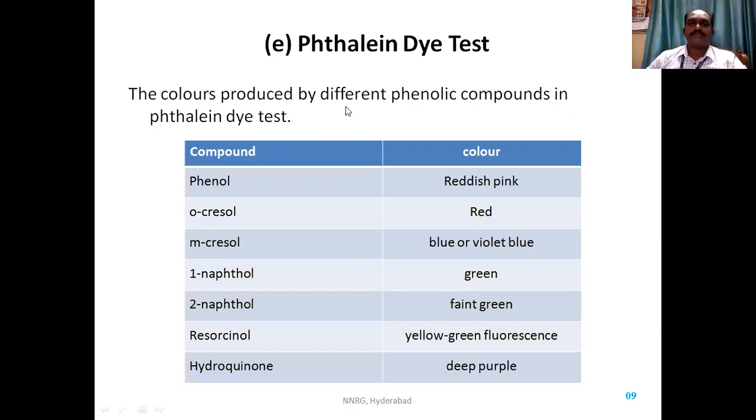In the phthalein test, different phenols give different colors. Phenol gives reddish pink color. Cresol, ortho-cresol gives red color solution. Meta-cresol gives a blue or violet color solution. Alpha-naphthol or 1-naphthol gives green color. 2-naphthol or beta-naphthol gives faint green color. Resorcinol gives yellow-green fluorescence. Hydroquinone gives purple color. So different phenols give different coloration, but commonly, phenol gives reddish pink color.